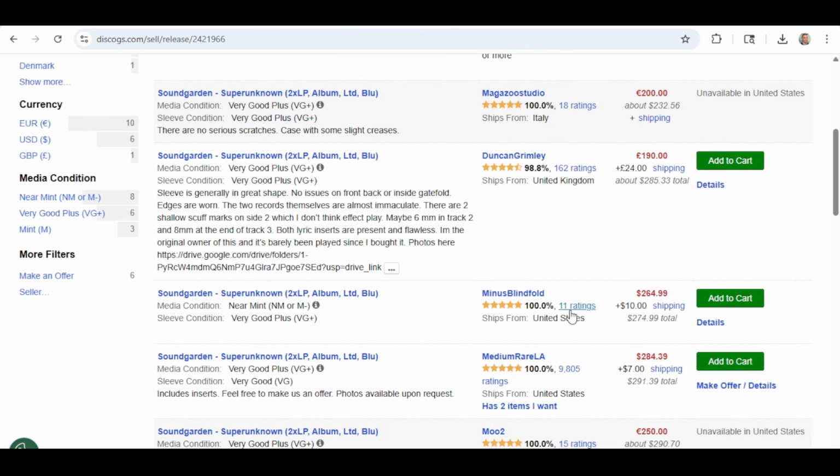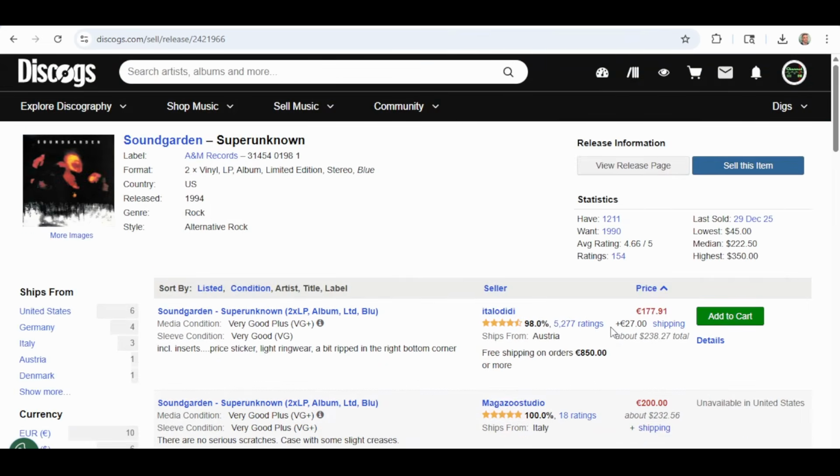They also only have 11 ratings. This means that they have not sold a whole lot on Discogs. They're not yet what I would consider a reputable seller. Like, look at the very next one. 9,805 ratings, which means they've sold quite a bit on here. Now, you're talking about 291. You're paying for that quality. But you kind of get what I'm talking about here. The median does not necessarily mean that's what it's worth or what you can get it for.